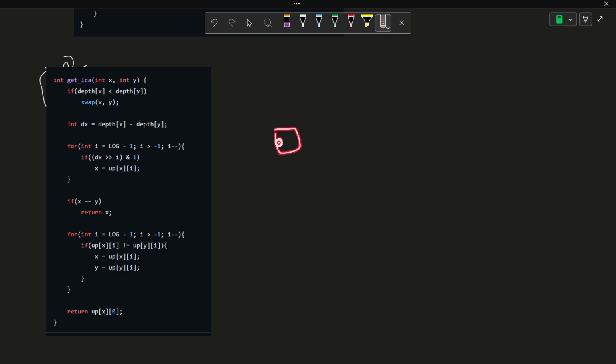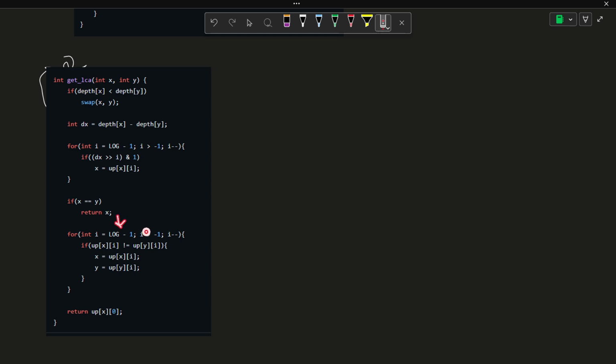Total number of dx times I would have moved x upwards so that x and y are at the same level. Now if they are at the same level, they might be the same node or might not be, because you see that these two x and y are at the same level but different nodes. X and y can also be like this at this particular node and be the same node as well. So if both of them are same, I'm just going to return both of them, right?